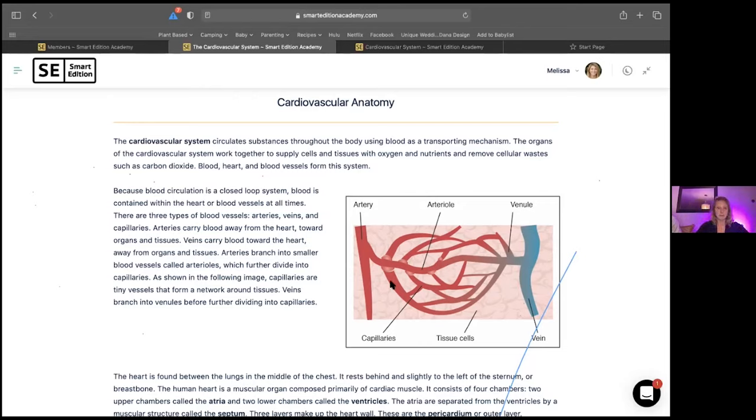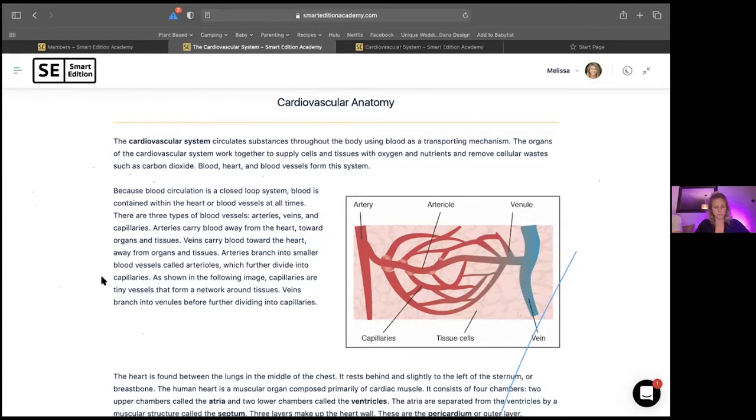Okay. Let's get into the anatomy of the cardiovascular system. So now that we know how blood works, let's talk about the cardiovascular system. What is it? So we have the circulatory system, and it includes both the cardiovascular system and the lymphatic system. The cardiovascular system moves blood through the body, and the lymphatic system moves lymph, which is a clear fluid that's similar to the plasma in blood. Right now, we're focusing on just the cardiovascular system and how it circulates throughout the body.